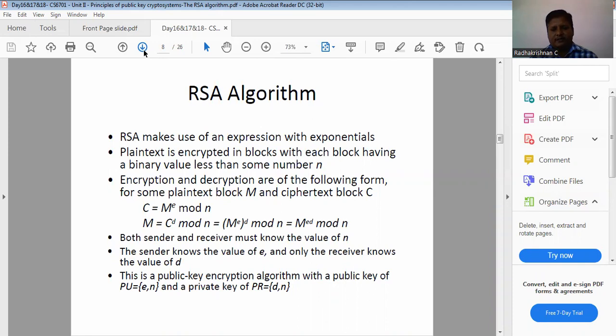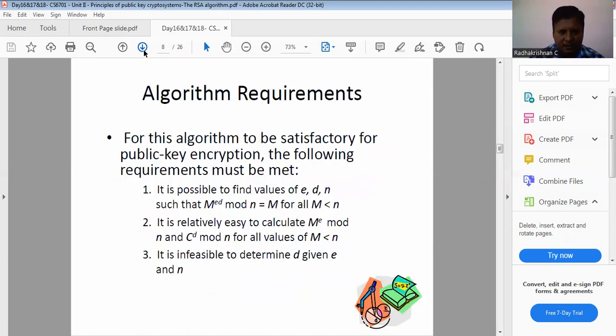Both sender and receiver must know the value of n, which is an important point. The sender knows the value of e, and only the receiver knows the value of d. So the public key is PU = {e, n} and the private key is PR = {d, n}. These are the initial steps for following the RSA algorithm.